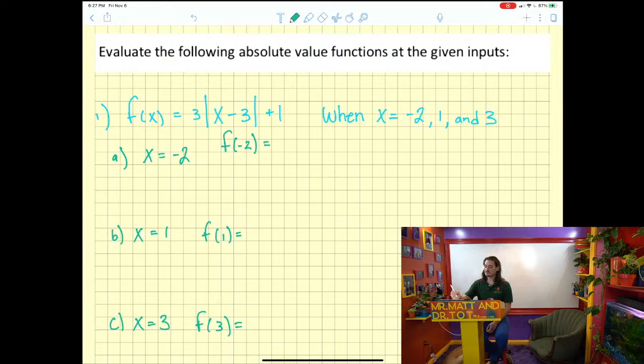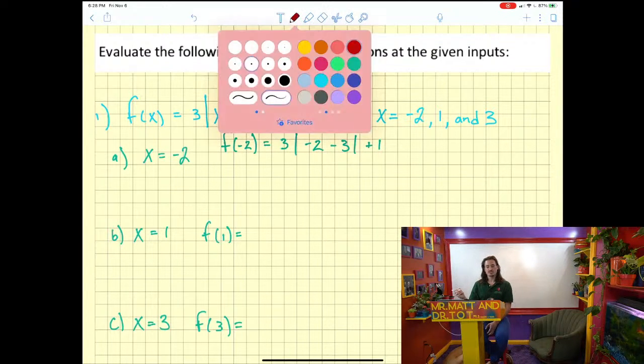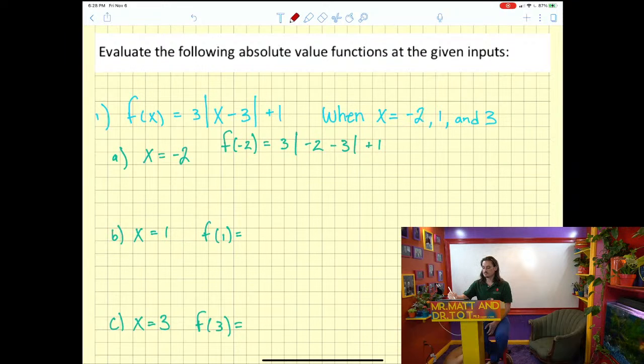So here, f of -2 would be equal to 3 times the absolute value of -2 minus 3, quantity plus 1. -2 minus 3, we can use the rule leave, change to make that a little bit simpler.